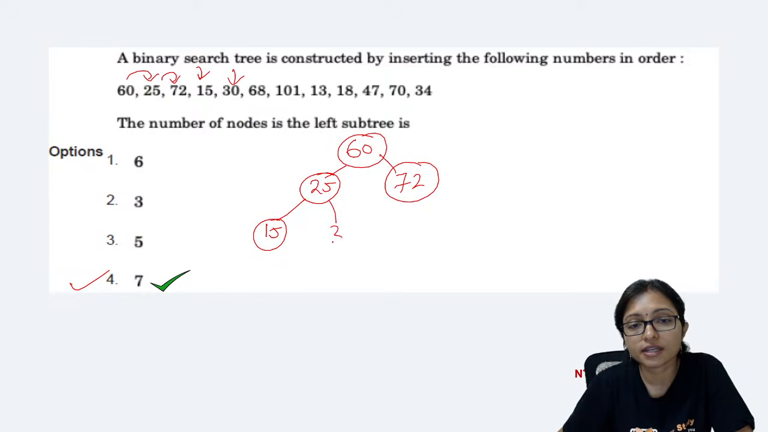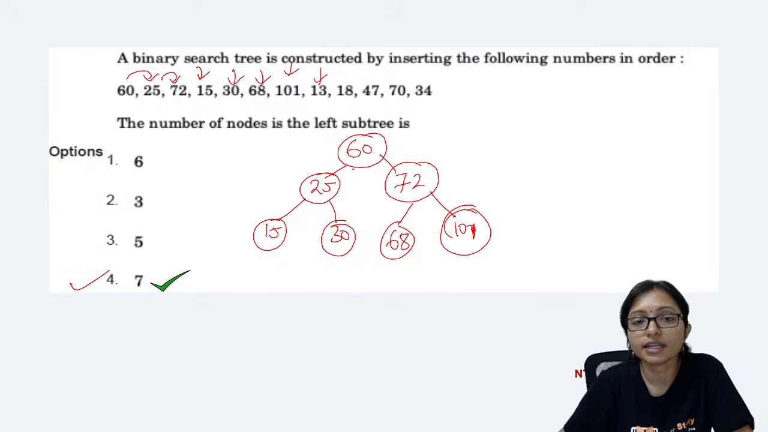30. 30 is greater than 25. 68. 68 is less than 72. That's why it will come here. 101. 101 is greater than 72. That's why it will come here. 13 is less than 15. That's why it is coming here. 18 is greater than 15. That's why it is here. 47 is greater than 30. So 47 is coming here.